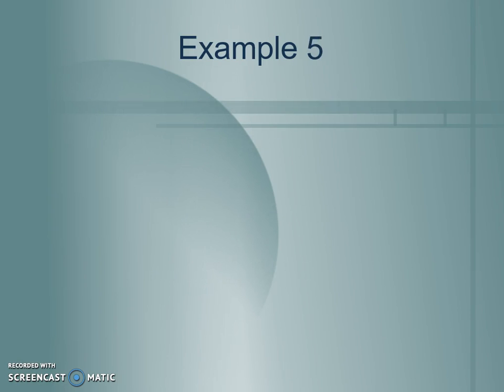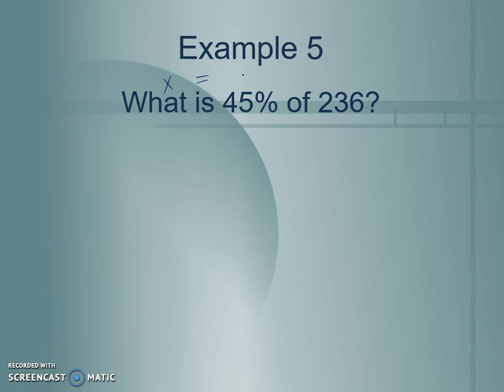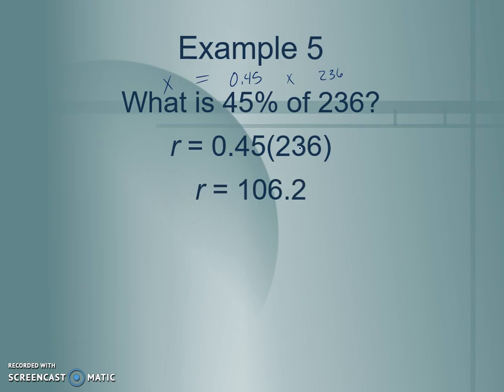Example 5, what is 45% of 236? So we have what, or x, or r, or whatever, equals 45%, or we should write it as a decimal to multiply, 0.45, of tells us to multiply, times 236. Then we'll just go ahead and plug those numbers in our calculator, and we get R equals 106.2.